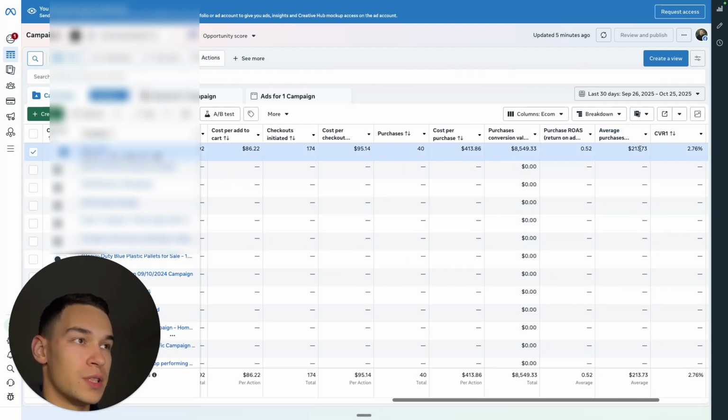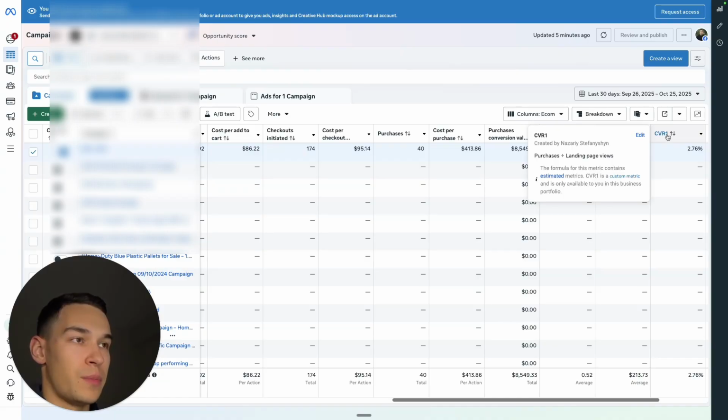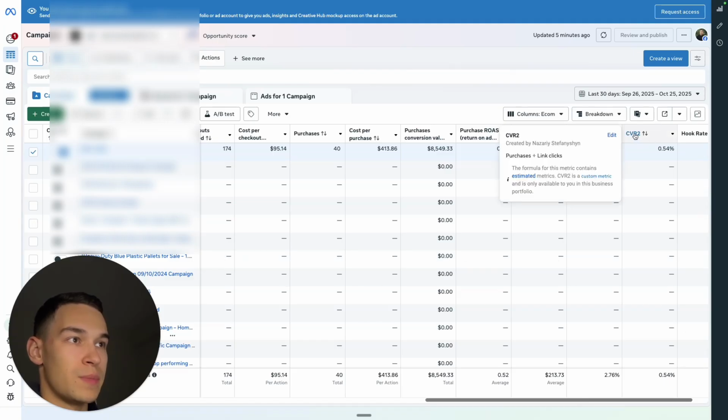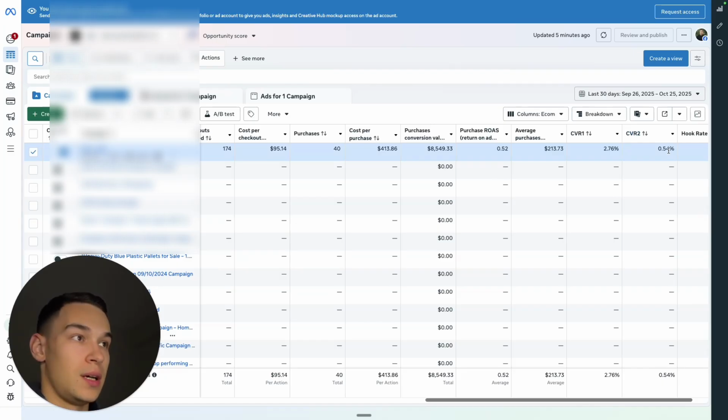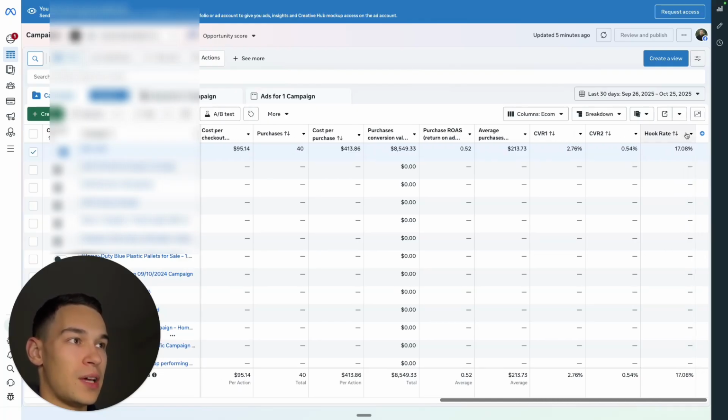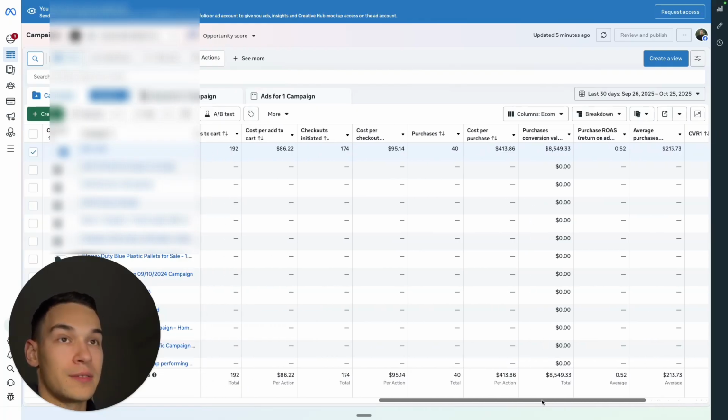The average order value is $200, and the conversion rate, this is the first one, is purchases divided by landing page views. It's 2.7, which is quite high, but we don't have all landing page views, so it will be lower. The second one is purchases divided by link clicks, which is 0.5%, which is quite exactly what I would say it should be for this store, because it's a higher AOV. Then we have the average hook rate, so let's leave it like that for now.